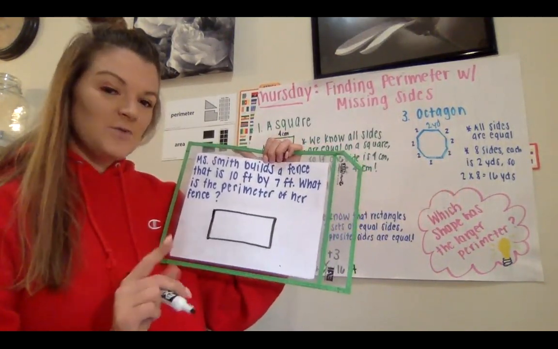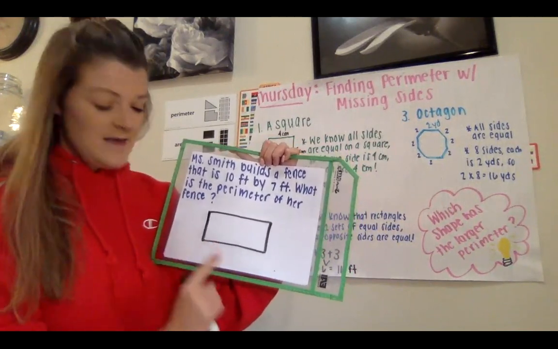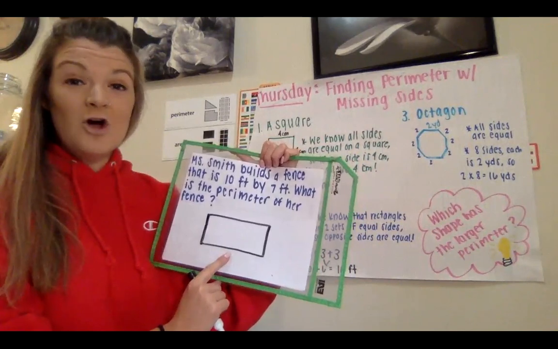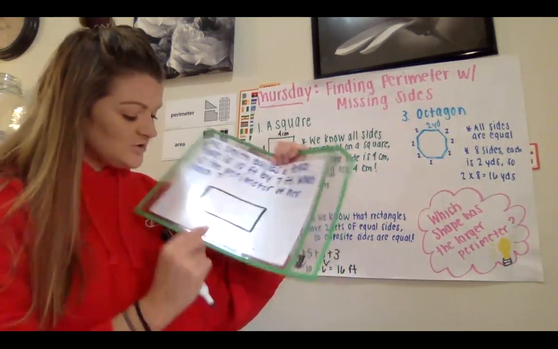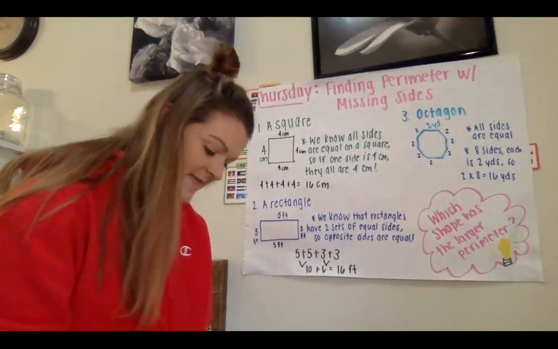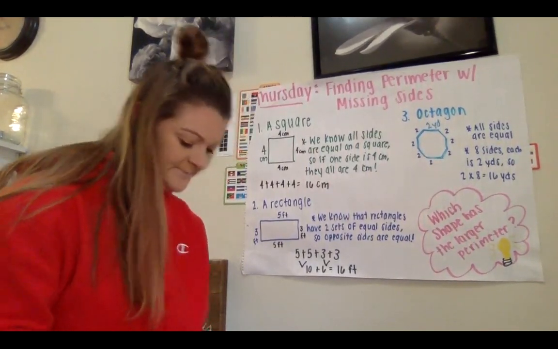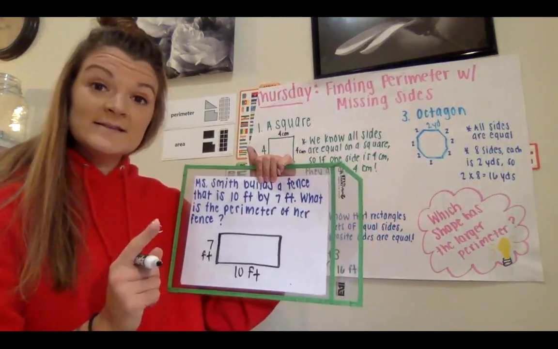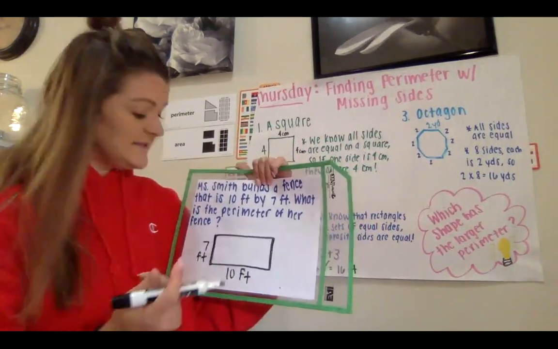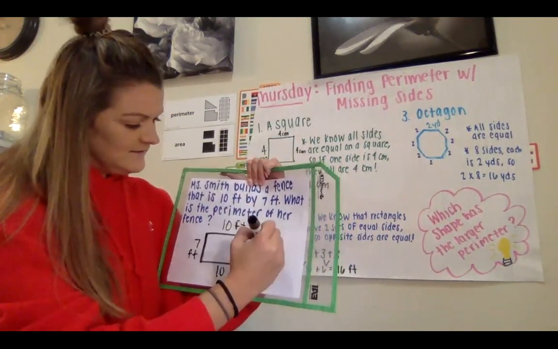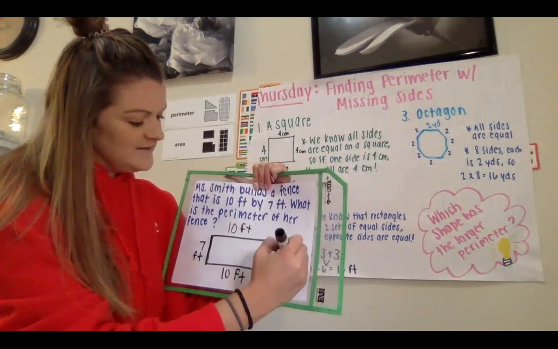Would it make sense for me to label this side 10 and this side 7? No, 10 is the larger side, the longer side. So I'm going to label this side 10 feet and this side 7 feet. Now, I only have 2 sides, but with rectangles, we know opposite sides are equal, so I can go ahead and label this as 10 feet and this as 7 feet.